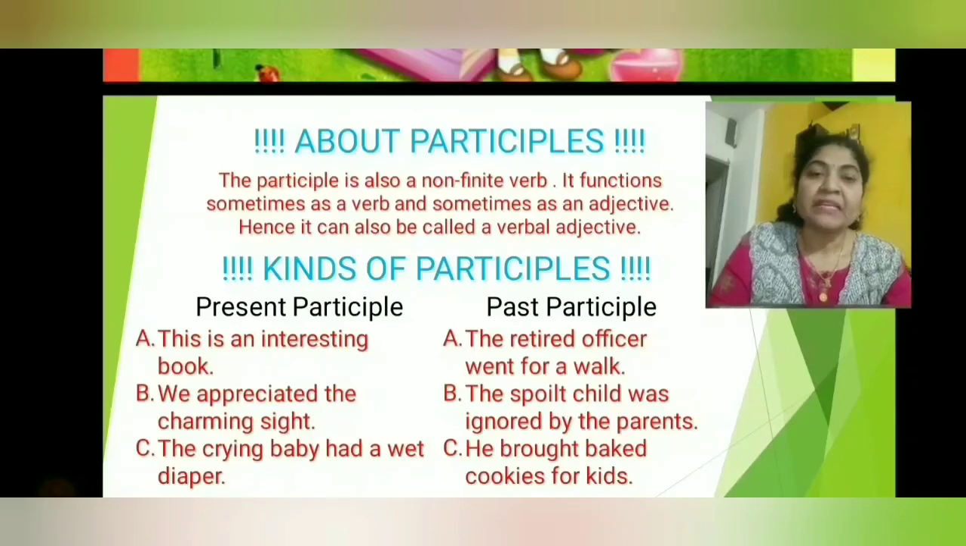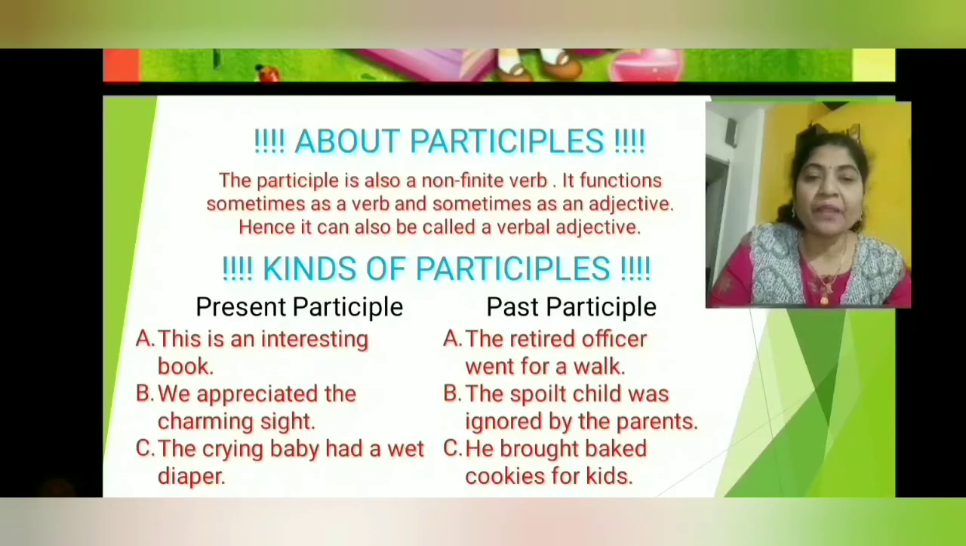See the example. This is an interesting book. "Interesting" is an adjective, and "book" is a noun. This word "interesting" is qualifying the noun, book. A word which qualifies a noun is known as an adjective, and here it is the -ing form, which is why it is a present participle. We appreciated the charming sight. How is the sight? Charming. This word is qualifying "sight", and that's why it is playing the role of an adjective. So here it is a present participle, but it is a verbal adjective.